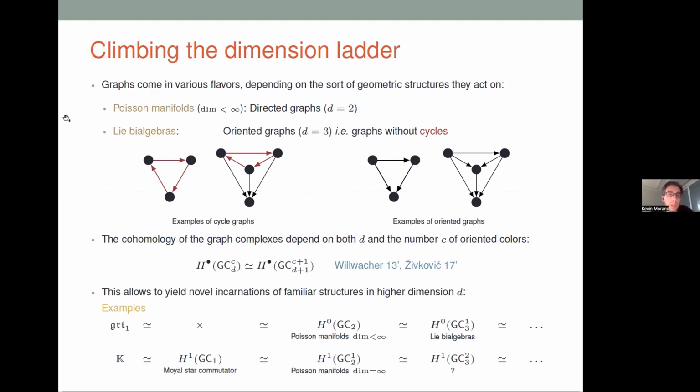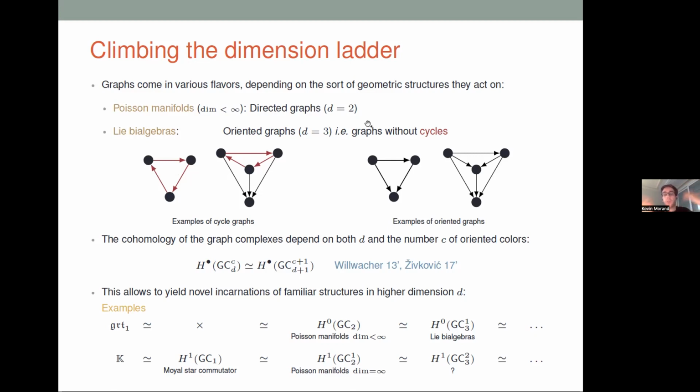Okay, this is one of the last slides. Just to give some idea of what kind of graph we should use in order to act on Lie bialgebroids: graphs come in many flavors, depending on what kind of problem we are considering. For Poisson manifolds in finite dimension, we need to use directed graphs, just usual plane graphs with one color. Each graph is characterized by two data. D is the dimension of the source of the corresponding Poisson sigma model. D equals 2 for Poisson manifold and D equals 3 for Lie bialgebra.